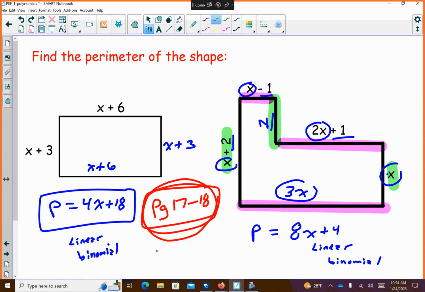PEF answers. Odd on Schoology. PEF. It's the purple folder on the very front page.